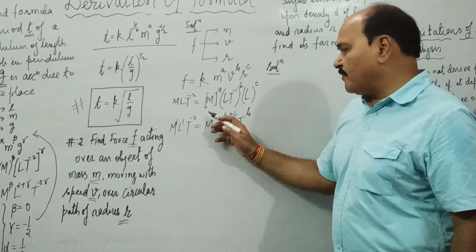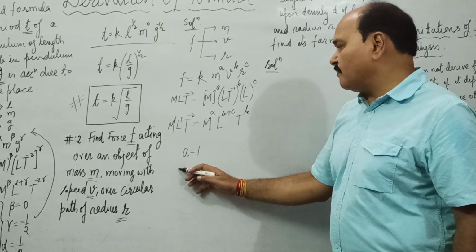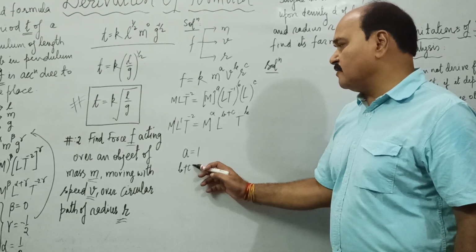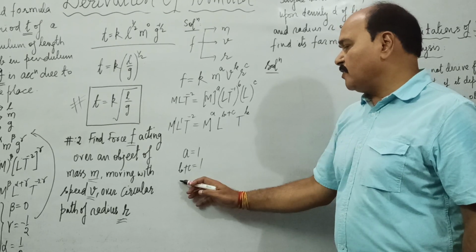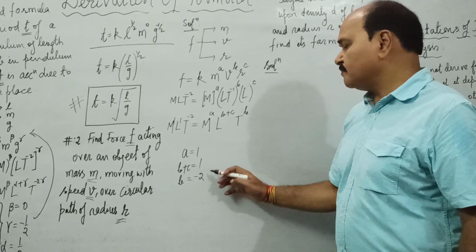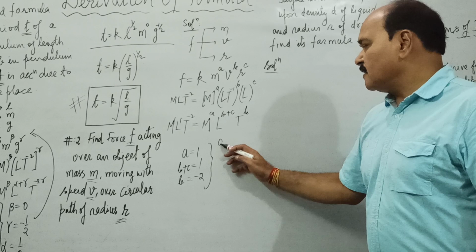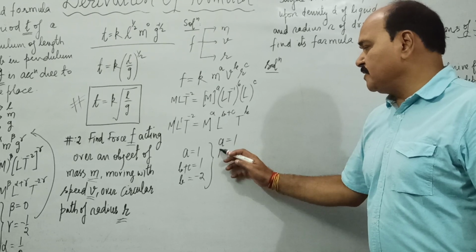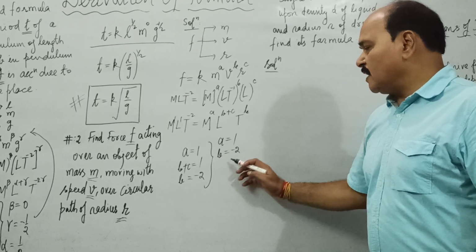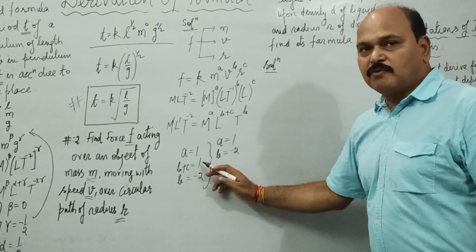When we compare the power of M, we get A is equal to 1. And then the power of L is B plus C, and that is equal to 1. And the power of T is minus B, and that is equal to minus 2. So you can see here, A is equal to 1. What is B? B is equal to minus 2. And if we substitute B is equal to minus 2 here, minus 2 plus C is equal to 1.